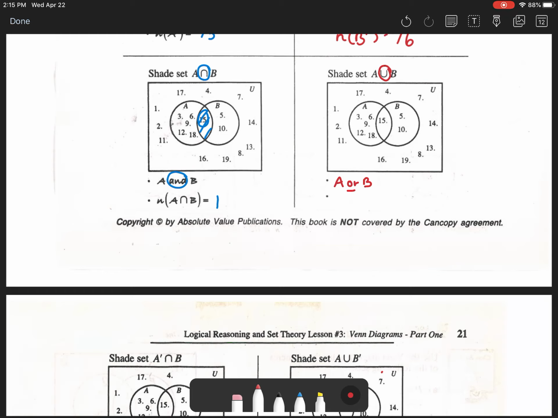Next, they use the other symbol or notation. This stands for A or B. So that notation is A or B. And again, or is inclusive, so as long as it is inside one of the circles, we want to consider it.